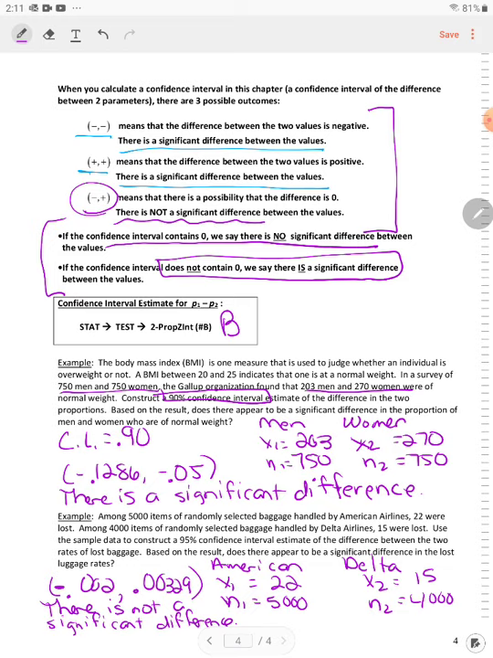So that's a look at the two population proportions.